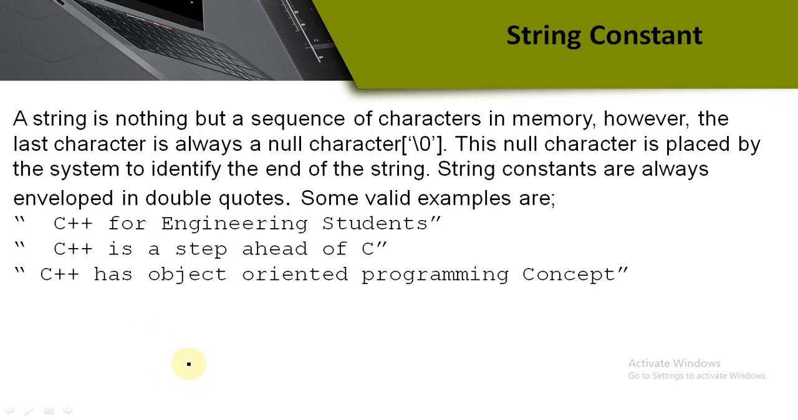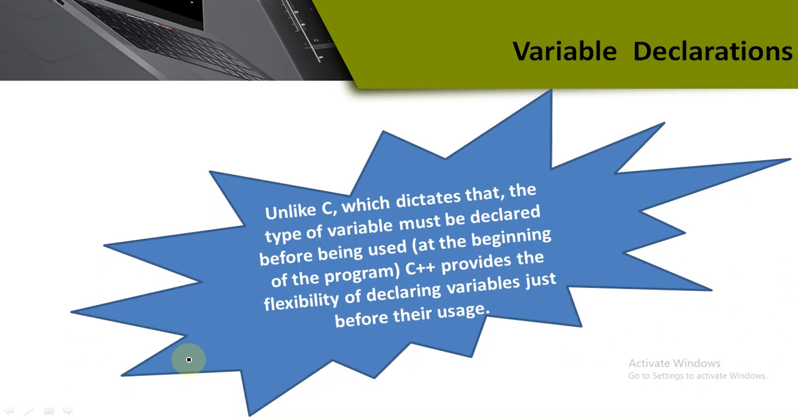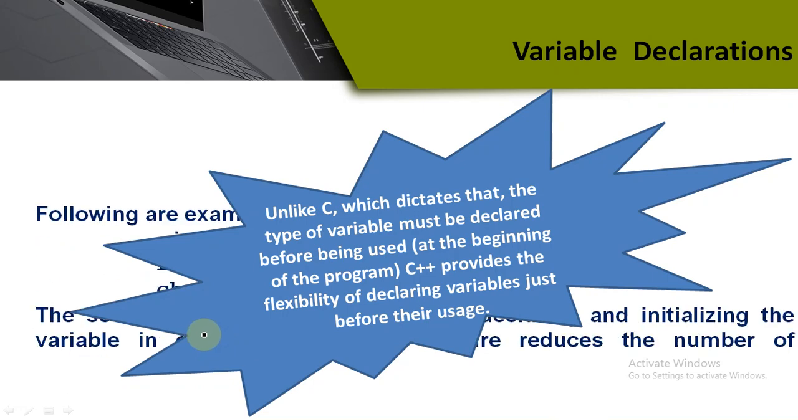Okay, there is nothing sacrosanct about this. Variable declaration: unlike C, which dictates that the type of variable must be declared before being used within the program, that is, at the top of the program itself, in main, where you declare all the variables, which is called housekeeping in C. But here C++ provides the flexibility of declaring variables just before their usage. Wherever you feel like using a particular variable that you might have missed when you started writing the program, you can declare it then and there. This is the kind of flexibility offered by C++.